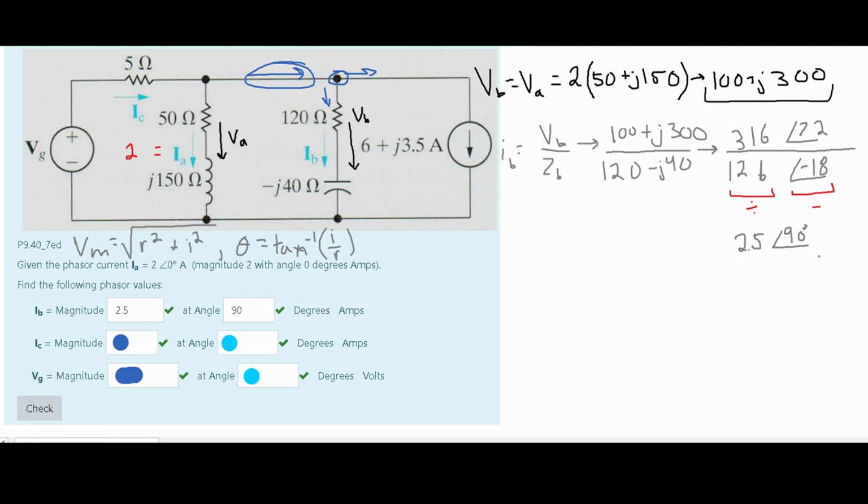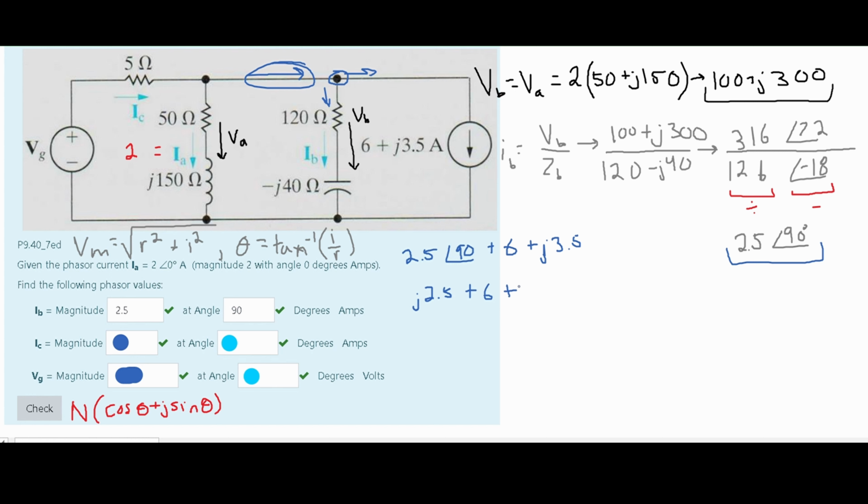We recently found our I of B to be this 2.5 with a 90-degree angle, and to this we are going to add our 6 plus J times 3.5. Now to add these together, we are going to have to convert our I of B, which is this current, into the rectangular form. To convert from polar to rectangular, we are going to have our number, and then a parenthesis, cosine of our angle plus J times the sine of our angle. This is going to give us a 0 for our number, and then a 2.5j, or j 2.5, for our imaginary number.